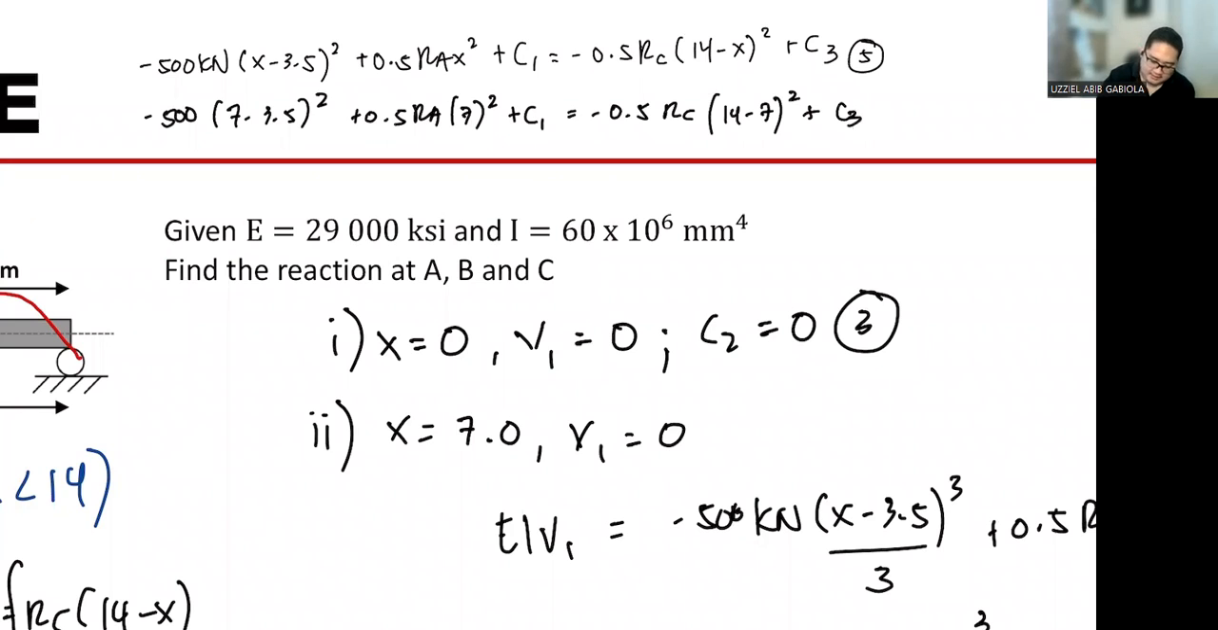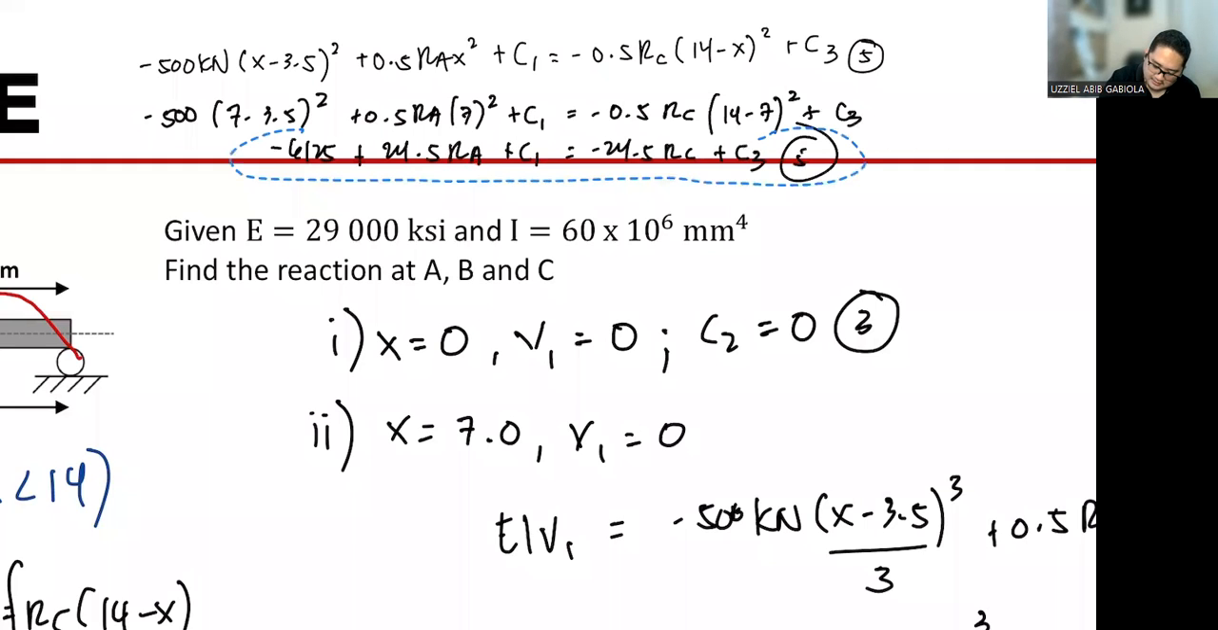So, pag sinimplify, 3.5 squared. So, this will be negative 6125 plus 24.5 RA plus C1 is equals to negative 24.5 RC plus C3. So, ito yung bagong equation number 5 natin. Ito yung kinopy ko dun sa last slide natin.